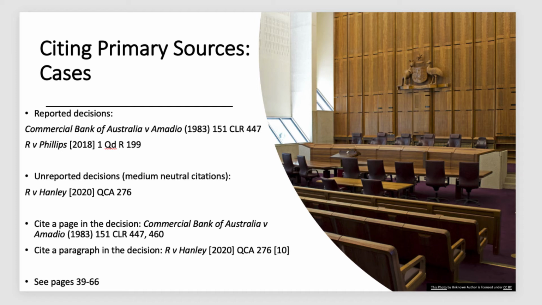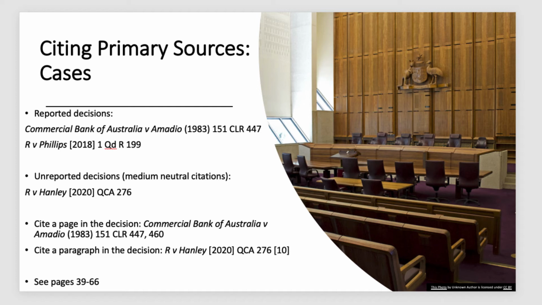So you can see towards the bottom of the slide there, the way that we indicate the page reference, the pinpoint page reference to the reader, is to place a comma after the full citation of the case and then the page number. So in relation to Commercial Bank of Australia and Armadio, you can see the full citation, then a comma, and then 460. That tells the reader that the relevant page within that judgment is 460.